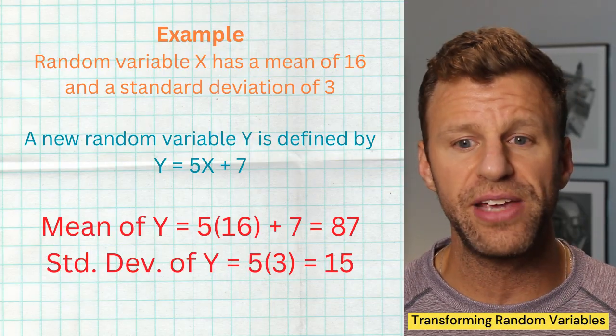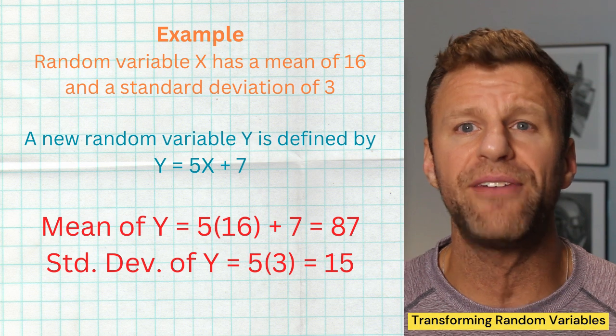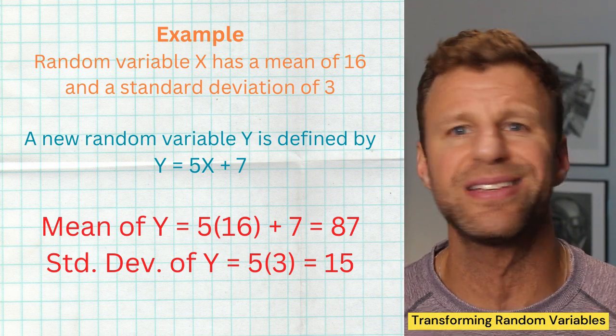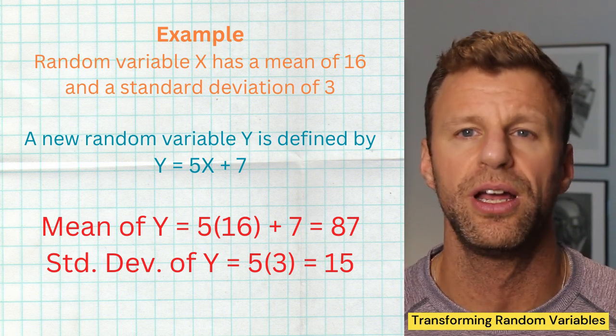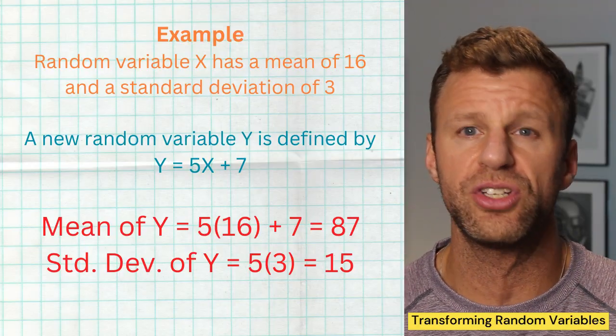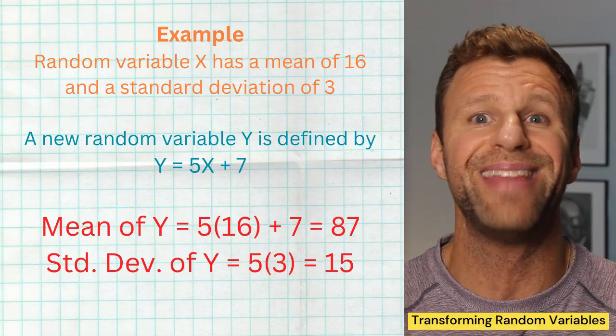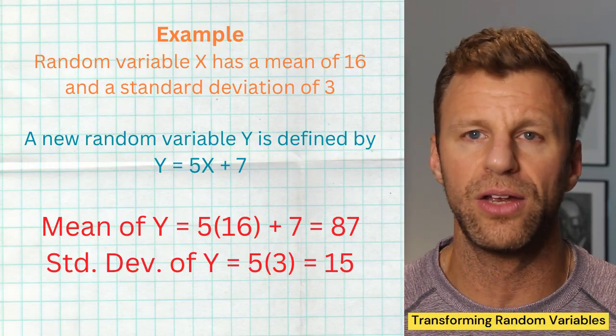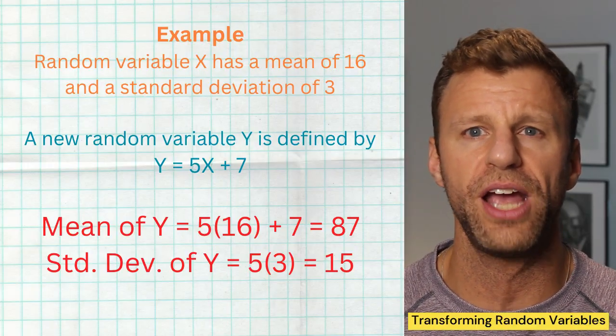But for the standard deviation, we do not add the 7 because remember, adding a constant does not affect standard deviation. So it will multiply though. So we have the 3, that was our old standard deviation, times the 5, and we get 15, and that's it. No adding or subtracting to that standard deviation.